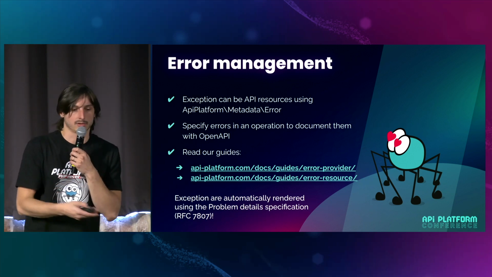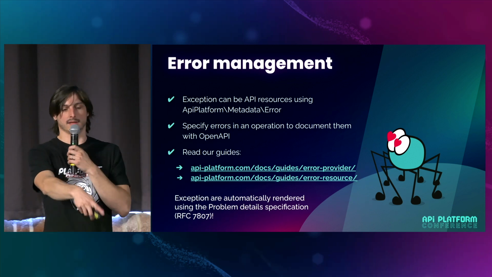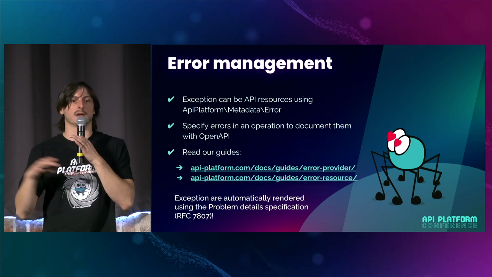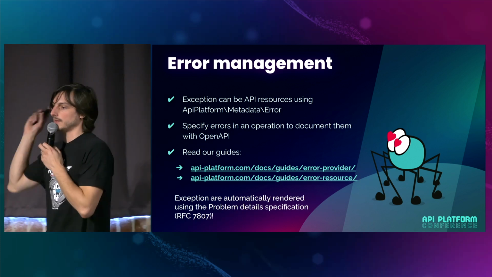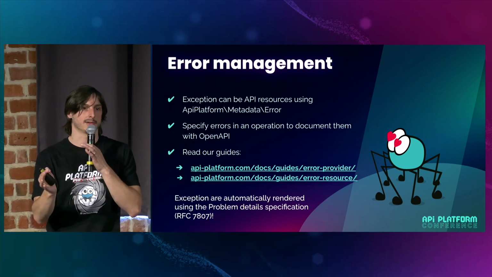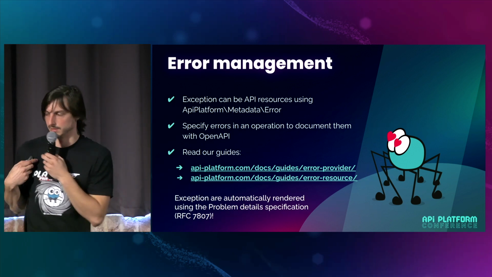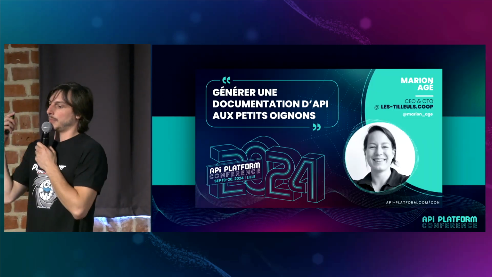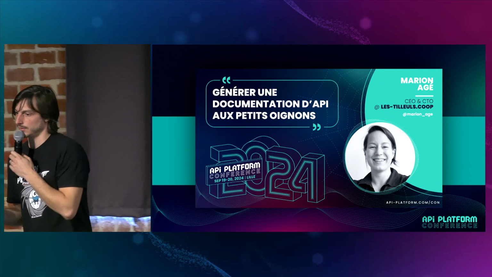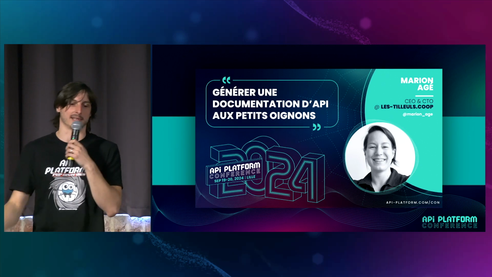They are automatically documented, obviously, and I strongly recommend reading our two guides here, error provider and error resource, that show you how to really do whatever you want. Note that every exception that is thrown on an API operation will be rendered using the problem details specification. We did this for you. About documentation, Marion has a great talk today, this afternoon, about how to customize OpenAPI documentation.